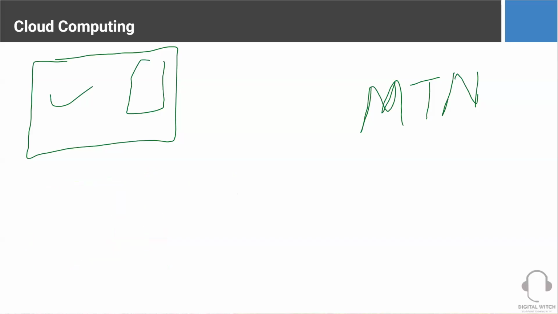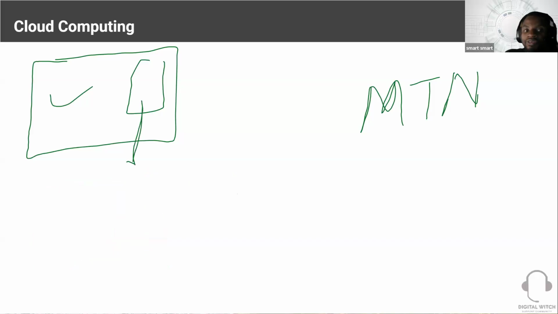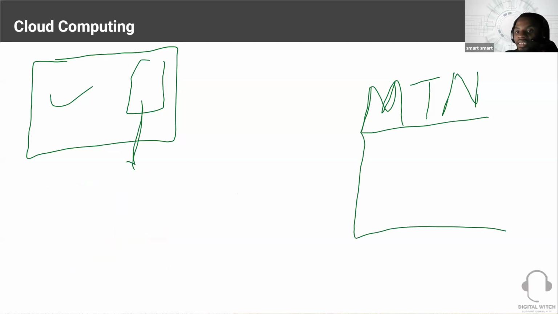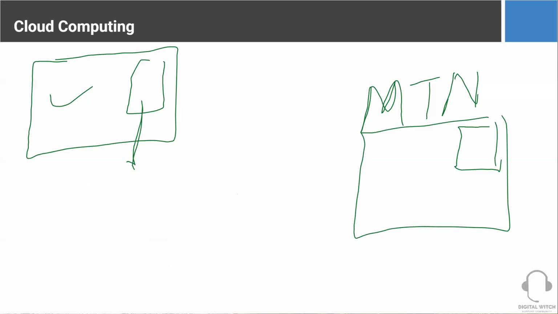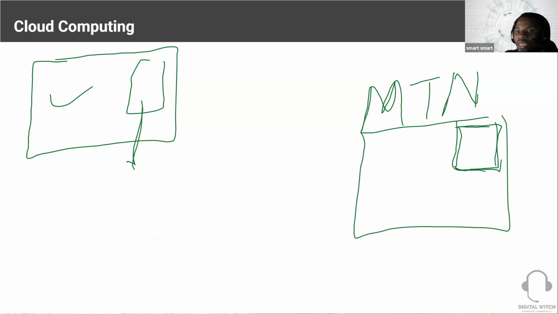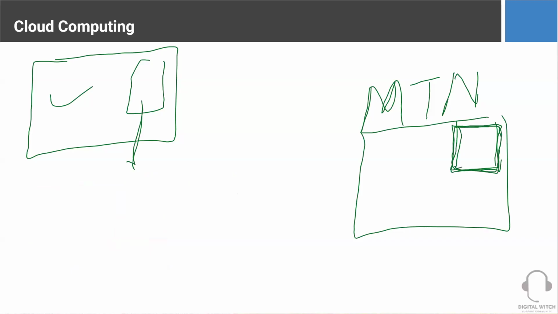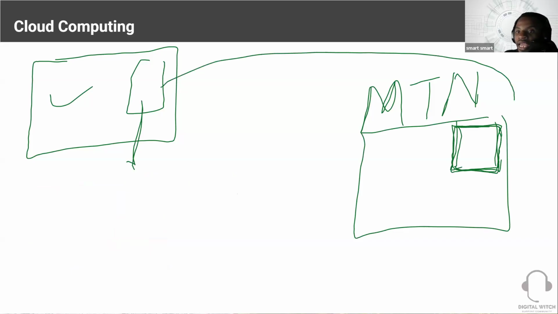Okay. So what they will do is that they will take that edge computer and go to an MTN site and put that edge computer there. They will rent a location in MTN shelters. AWS will now be paying MTN for hosting their edge computers. Do you understand?